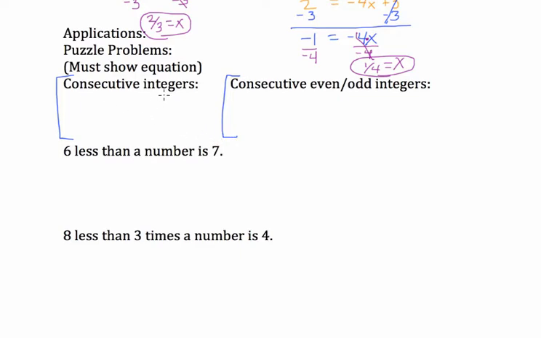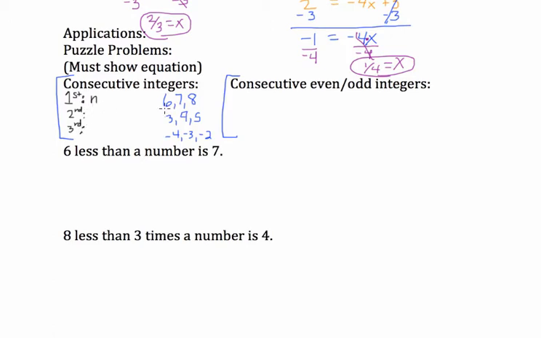Consecutive integers. Well, let's say we're talking about three consecutive integers, like 6, 7, and 8, or 3, 4, and 5, or -4, -3, and -2. Now let's talk about how you would make expressions to talk about each one of these situations. So first of all, let's call our first number n. How would we then name our second and third numbers in terms of n?